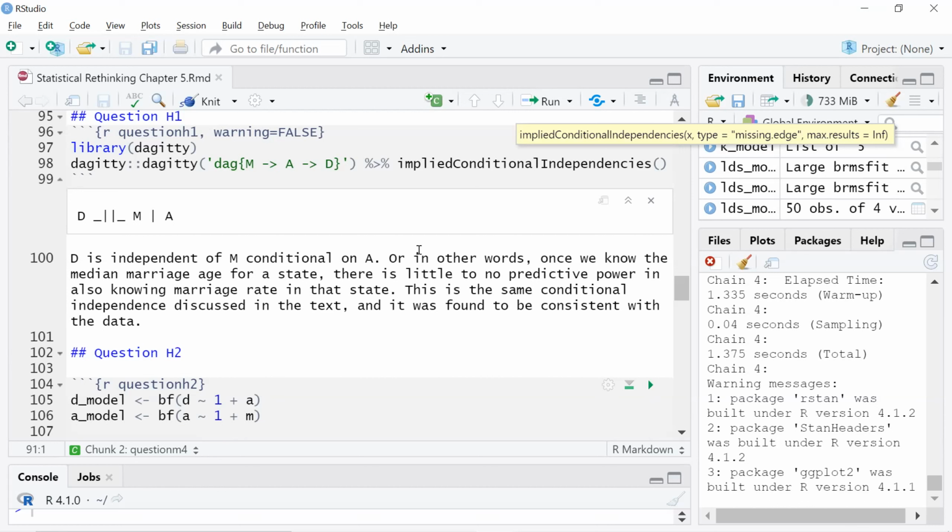So this is, if you looked at the book, the same conditional independence that was discussed in the text, which, if I recall correctly, McElreath found to be most consistent with the data. Now that is weird to me, because the idea that marriage rate affects age at marriage affects divorce rate does not make sense per se, from an intuitive perspective. So I don't know if the point of this was to say, hey, you can have a DAG that is technically consistent with your data, but it doesn't mean you've necessarily established the causal flow correctly.